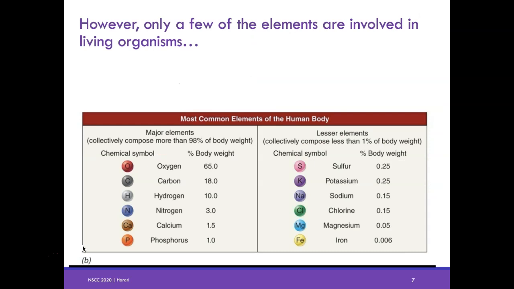Despite having 92 elements naturally found on Earth, only a few of those elements are involved in living organisms. The major elements of the human body include oxygen, carbon, hydrogen, nitrogen. Those are the biggest. You could remember CHNOPS: carbon, calcium, hydrogen, nitrogen, oxygen, phosphorus, and sulfur. That's how I always remembered it. I could write that down.